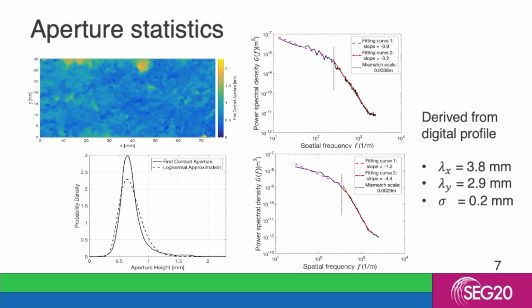And the two figures on your right show the power spectral density distribution in x and y directions respectively. The autocorrelation length of fracture aperture is defined as the turning point between two tracks shown in the power spectral density. In this case, we managed to pick the values of 3.8 mm and 2.9 mm as our autocorrelation length in x and y direction respectively. And the root mean square relative roughness of this fracture is shown to be 0.2 mm. So this is something we can derive from our digital profile.